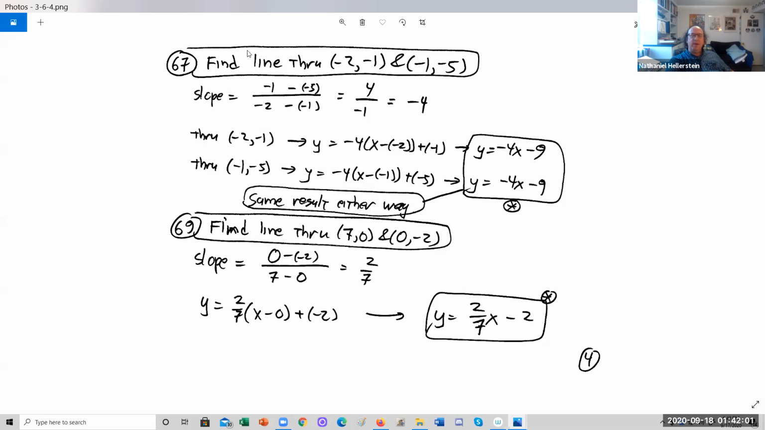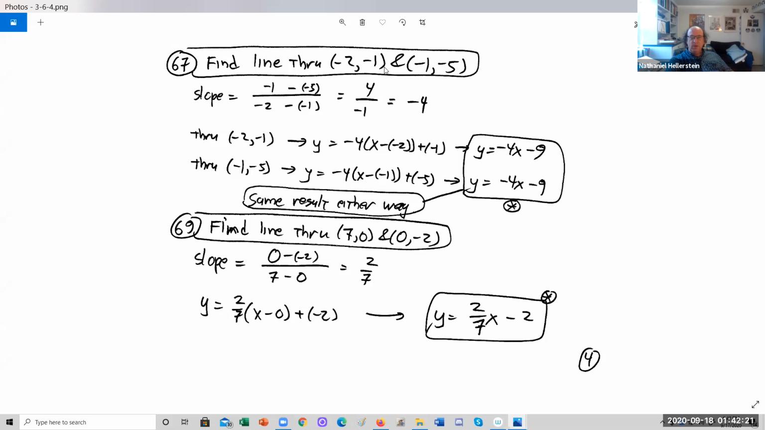Here we have a line through (-2, -1) and (-1, -5). Now here we have 2 points. So, okay, it's easy enough to find the slope, but you'll have 2 choices as to which point it goes through. You'll see that it comes to the same result. So it doesn't matter which one you do, as long as you choose one of them.